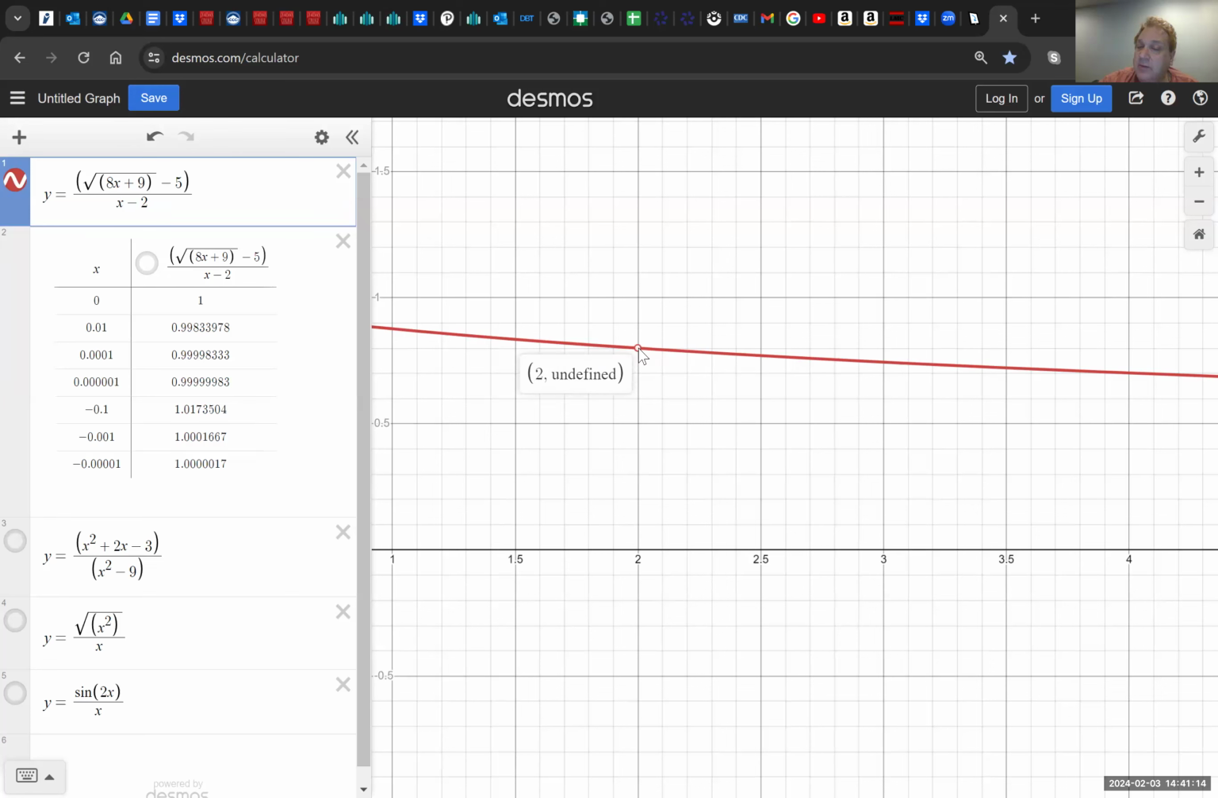Oh, 2 says undefined, which means there's an open circle there. You might see the open circle if your resolution on your screen is good enough at this point. Well, why is that? Well, if you look at the equation, if x is 2, the denominator is 2 minus 2, which is equal to 0, and we don't know how to calculate numbers divided by 0. Some people call them undefined, which is what this Desmos called it, undefined.